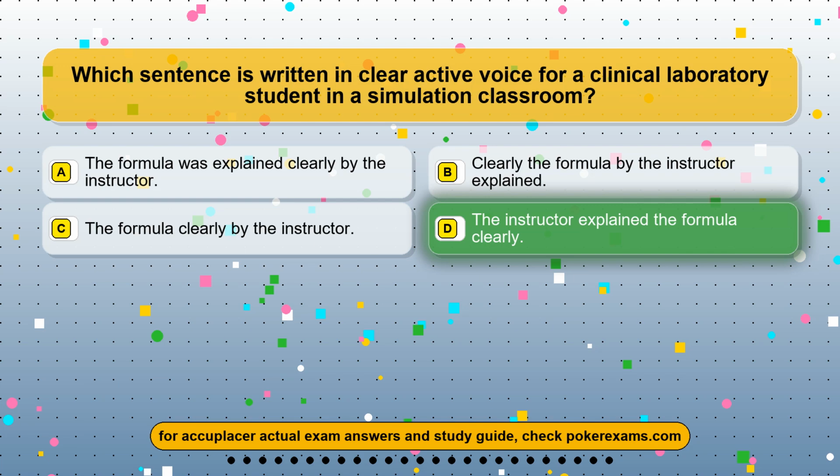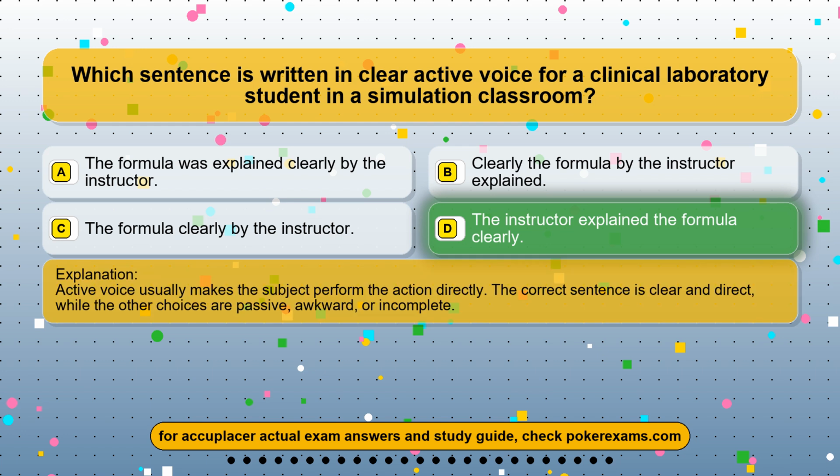The correct answer is option D. The instructor explained the formula clearly. Active voice usually makes the subject perform the action directly. The correct sentence is clear and direct, while the other choices are passive, awkward, or incomplete.